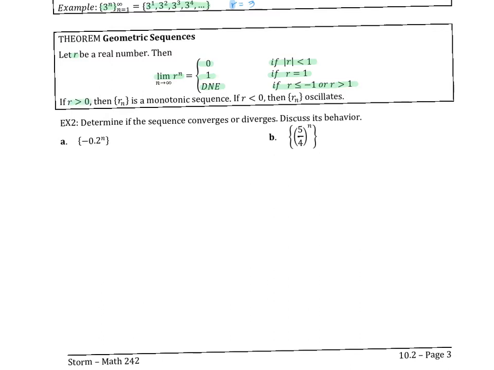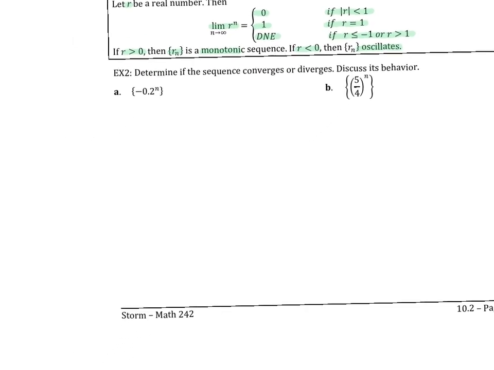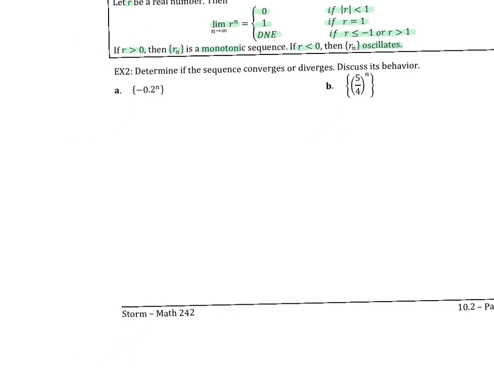If our ratio is positive, then our sequence is a monotonic sequence. If r is negative, then we say that the sequence oscillates. That would be where you see the terms go from negative to positive, negative to positive. And that's what we call oscillating. We're going to determine if these sequences converge or diverge, and then we're going to discuss the behavior.